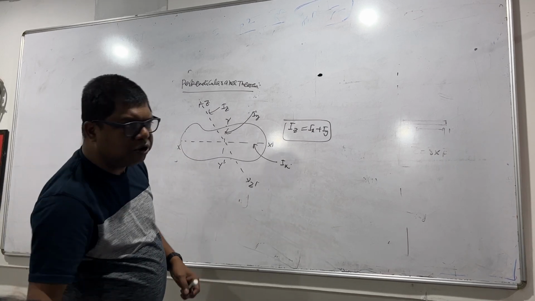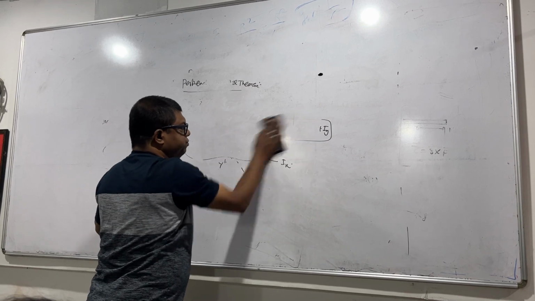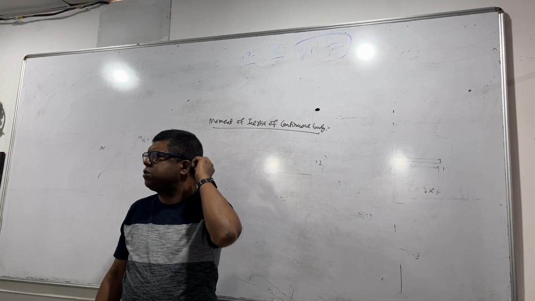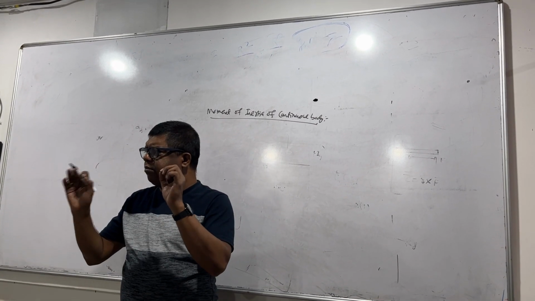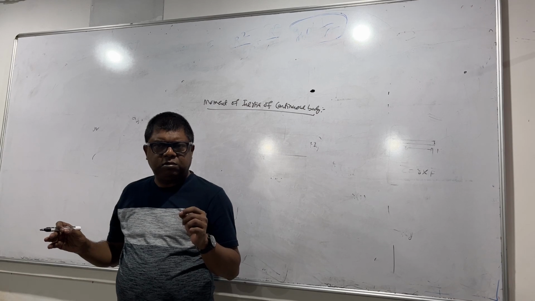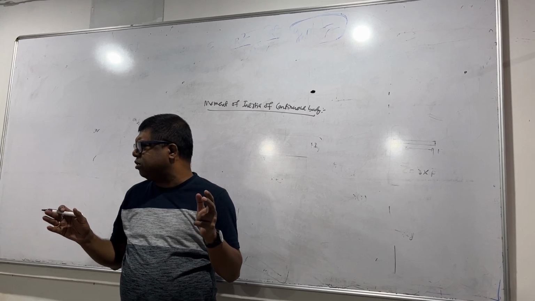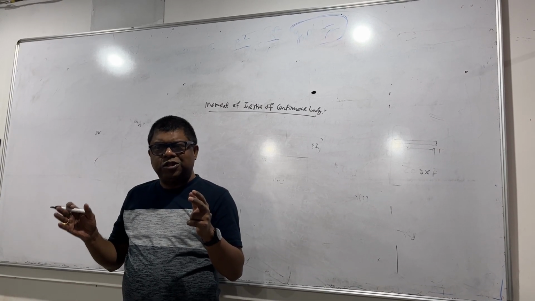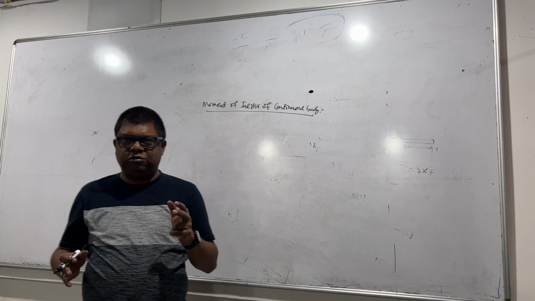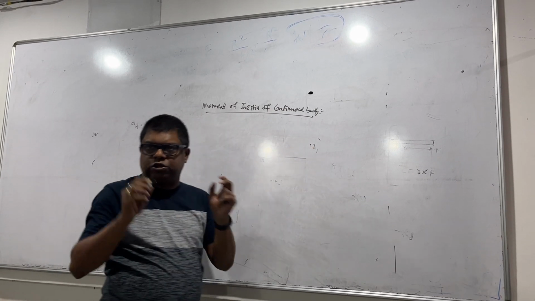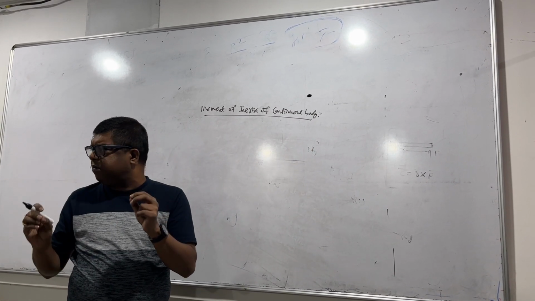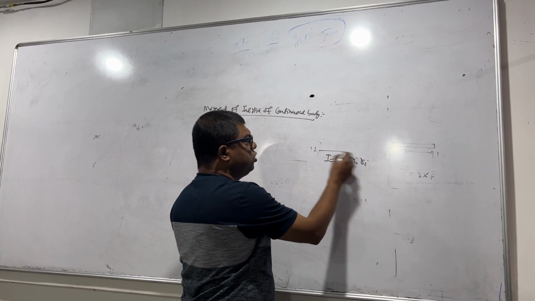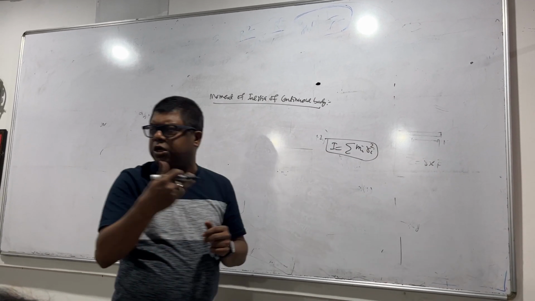Now we'll discuss the moment of inertia of a continuous body. M1, M2, M3 are discrete particles, particles which are not connected to each other. The moment of inertia for discrete particles is calculated by summation. A body consisting of a number of discrete particles has moment of inertia equal to the summation of mi ri square: m1 r1 square plus m2 r2 square plus m3 r3 square.